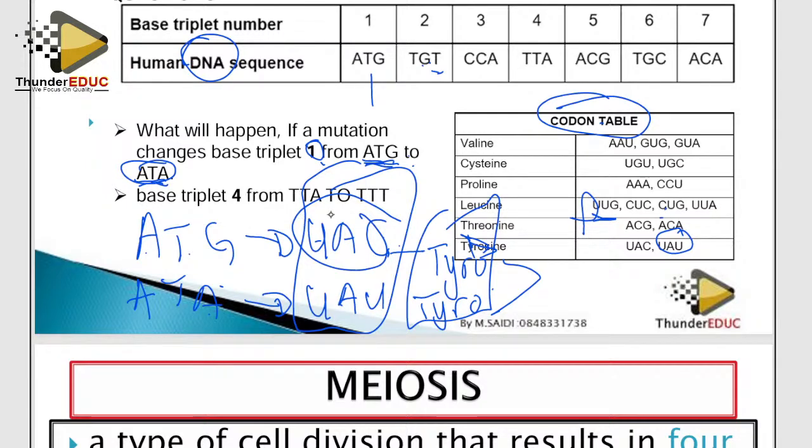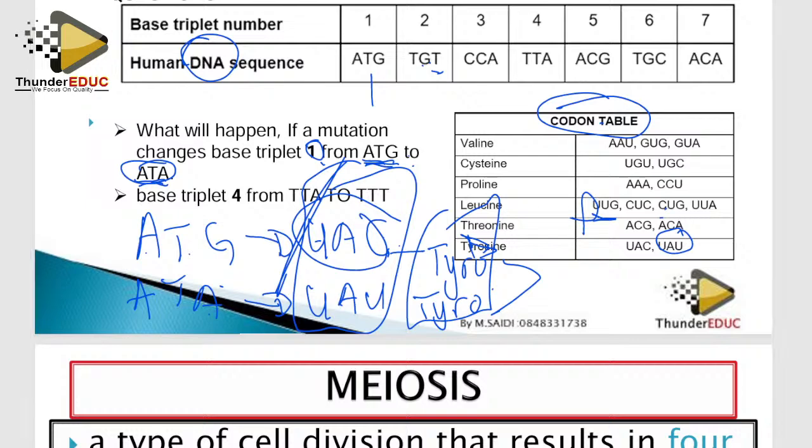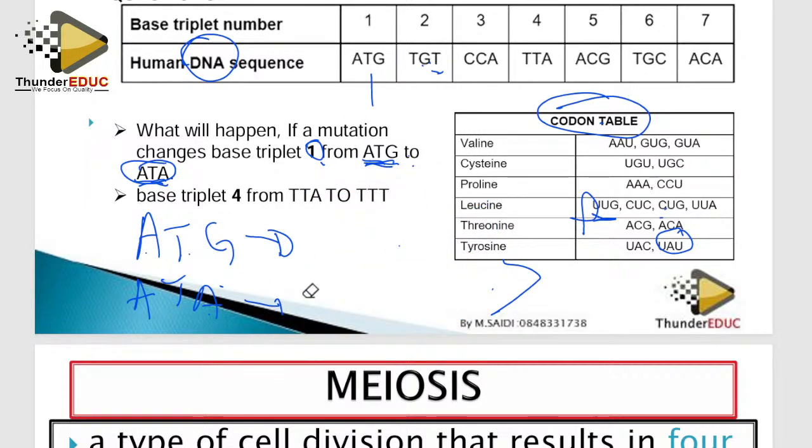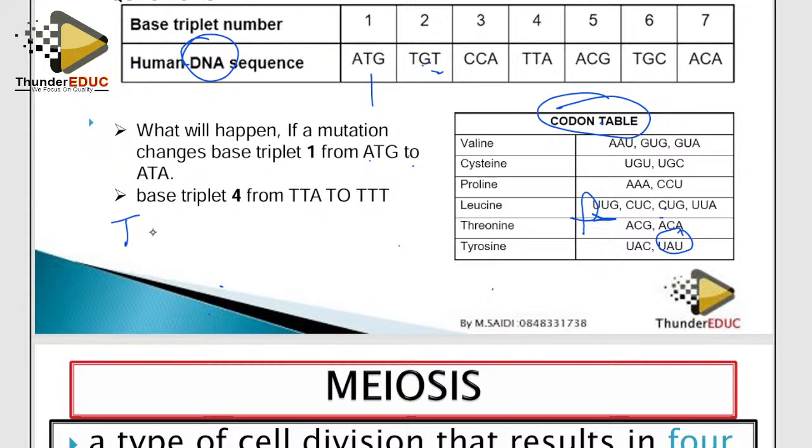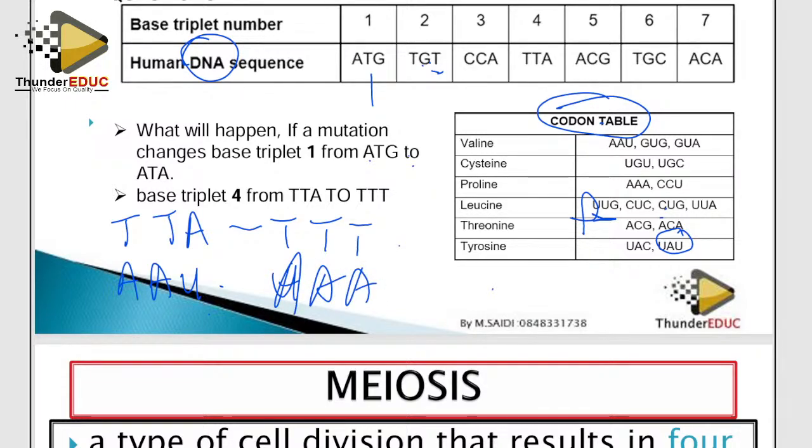What about when there is a change? What about when I have TTA changed to TTT, of which TTA is going to be AAU, and TTT is going to be AAA. Yes, there was a mutation, but this mutation had no effect on the protein, because the mutation is not the change in the protein. The mutation is the change in the base sequence.